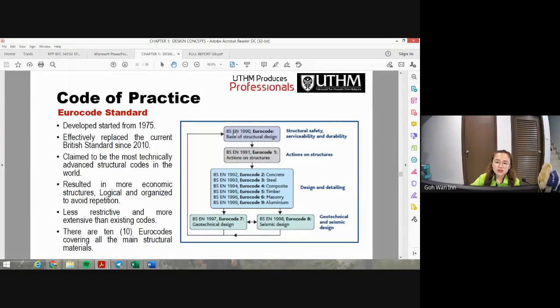Okay, so first you can see that BS EN 1990 is the basic structural design that focuses on structural safety, serviceability, and durability. We are going to use this BS EN 1990. Then BS EN 1991, the Eurocode 1, is actions on structures. So when we want to find the actions, we will refer to Eurocode 1. So this is Eurocode 0, this is Eurocode 1. You can see Eurocode 1 and 0 are combined in this book here.